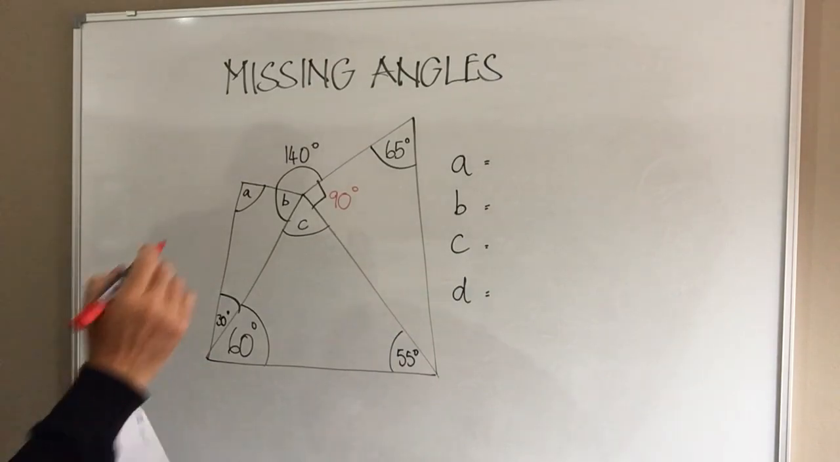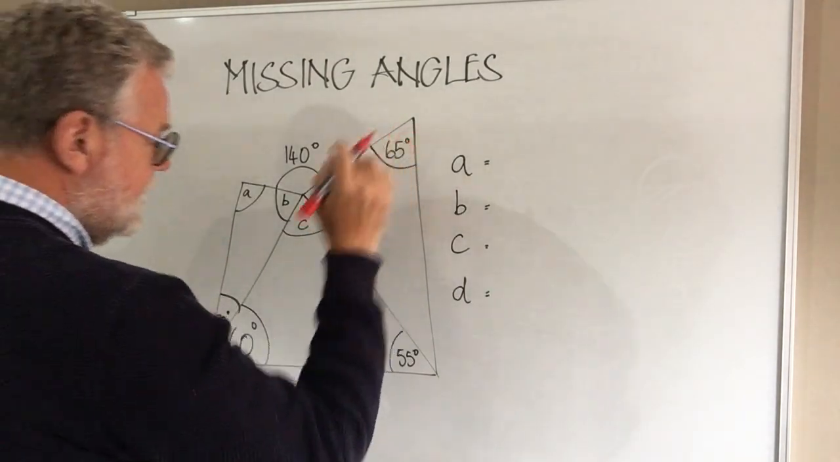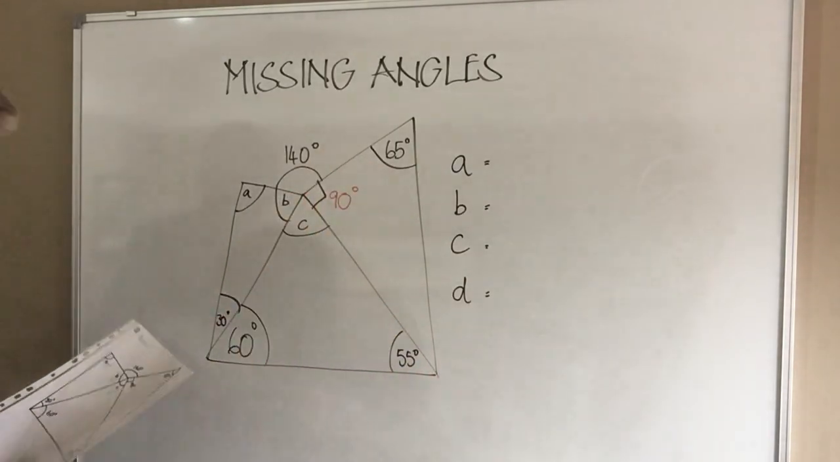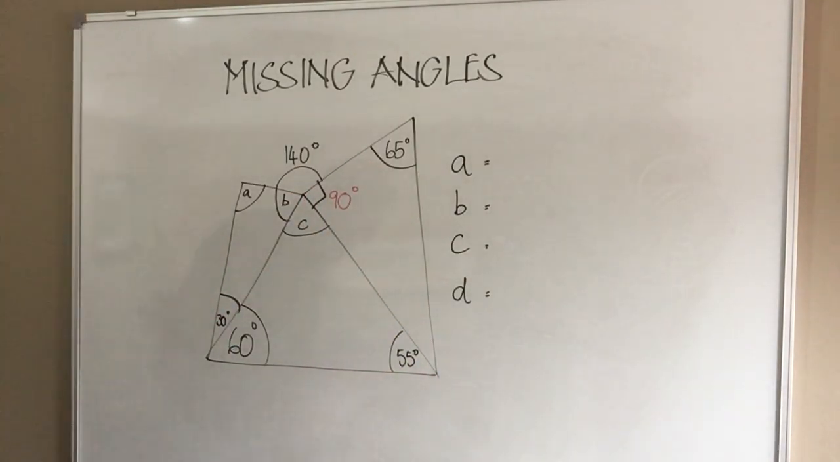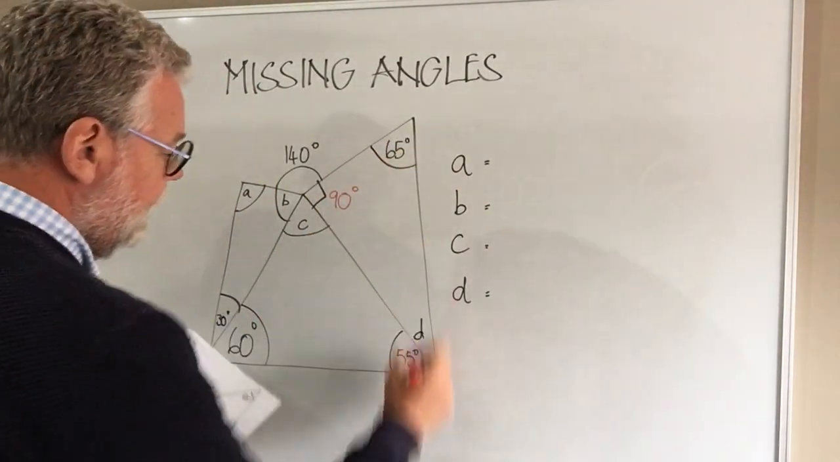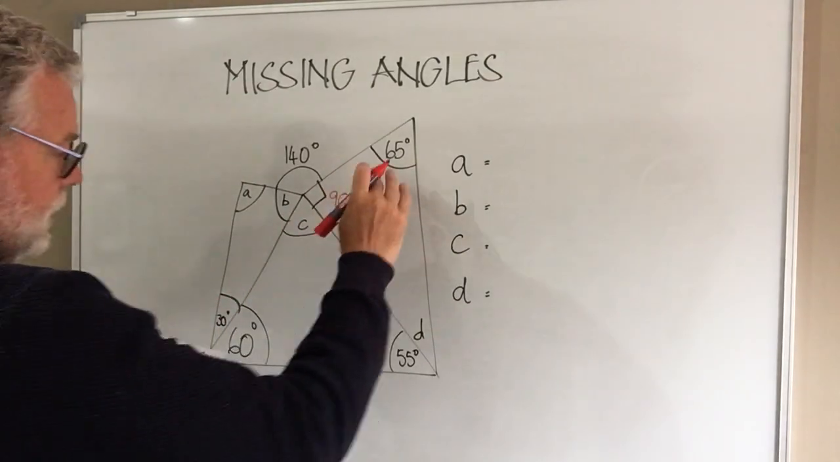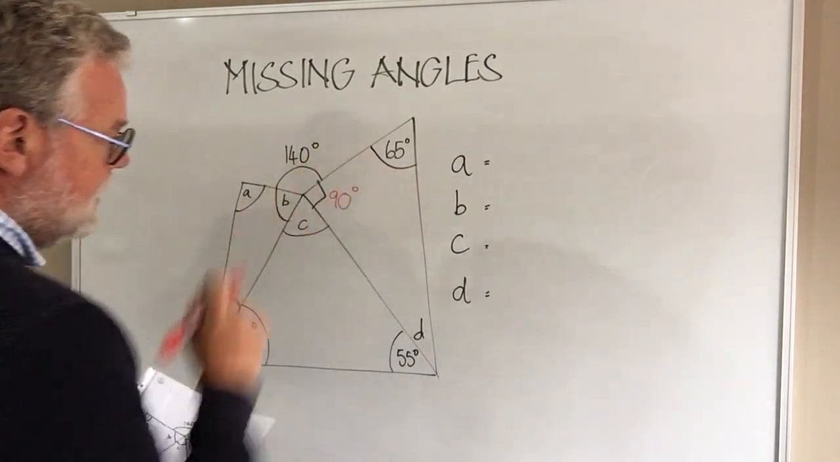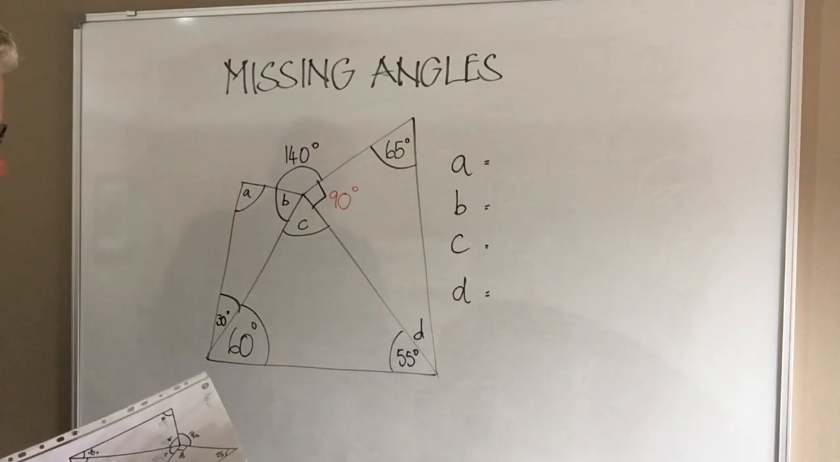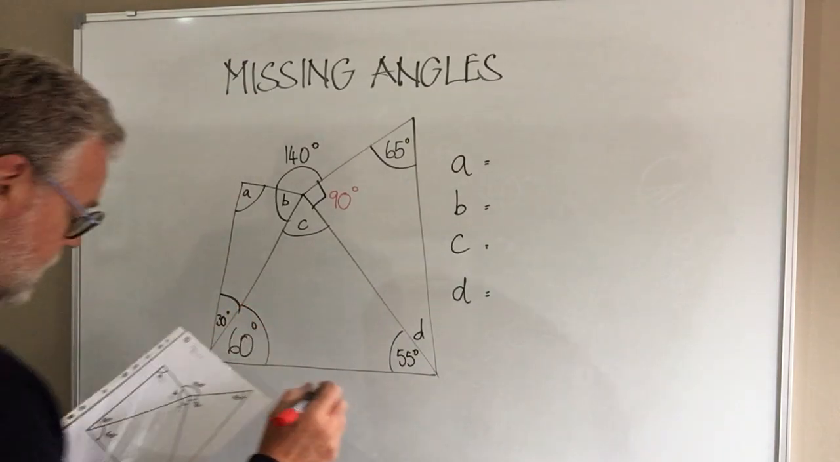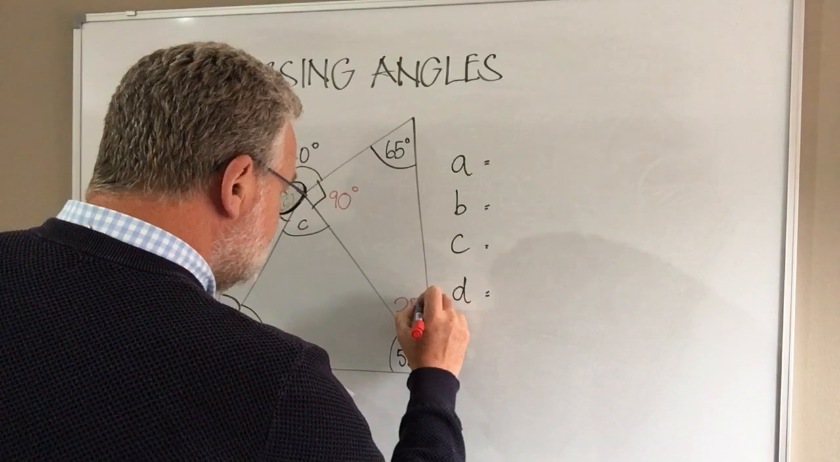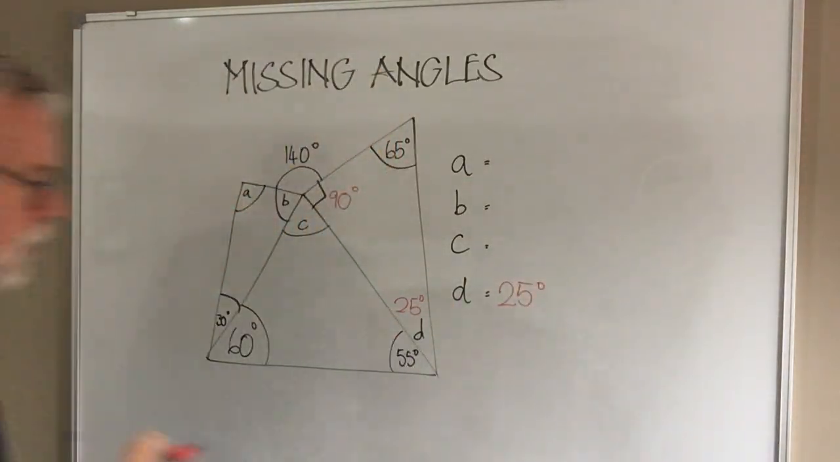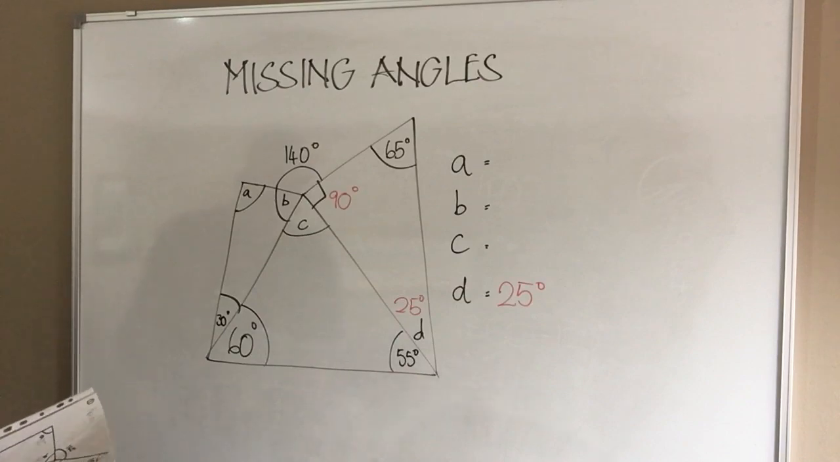Why does it help us? Well, because as soon as we know that that's 90 and that's 65, what do we know about the angles of a triangle? Well, we know that they all add up to 180 degrees. So if we add 90 and 65 together and subtract it from 180, it tells us that the angle at D must be 25 degrees, okay? First bit solved. Right, let's see what else we can do.